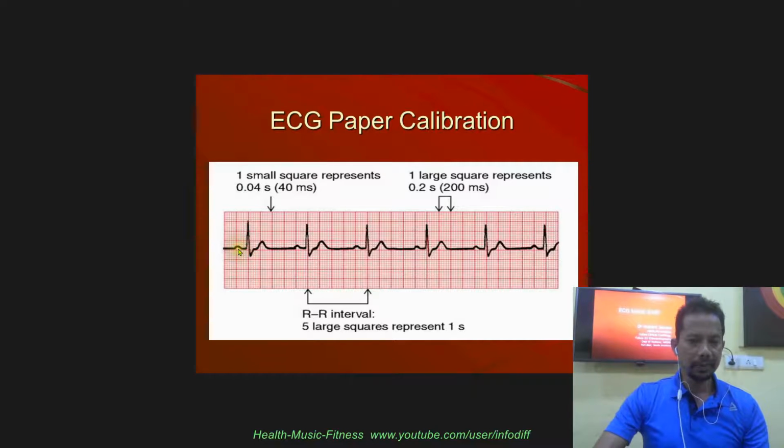The P wave is formed by atrial depolarization. So when the atrium depolarizes, it contracts, that forms the P wave. When the ventricles depolarize, the ventricle contracts, and that forms the QRS complex. And then there is a positive T wave. The T wave denotes ventricular repolarization. So till now we know that there is a P wave, the QRS complex, and the T wave.